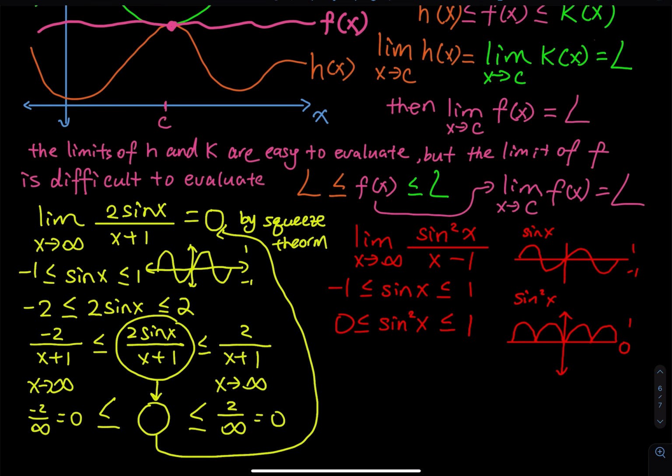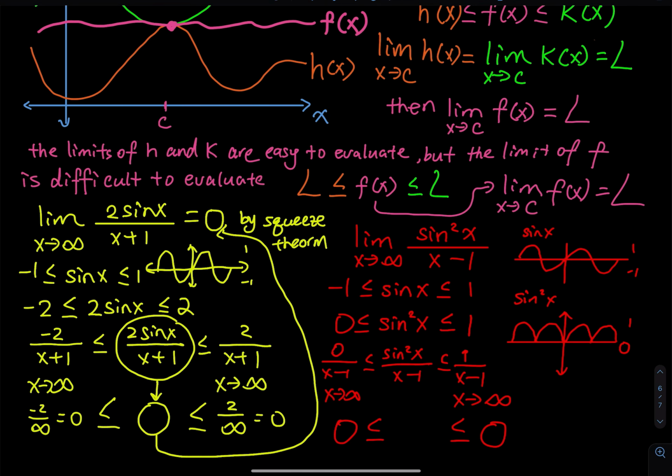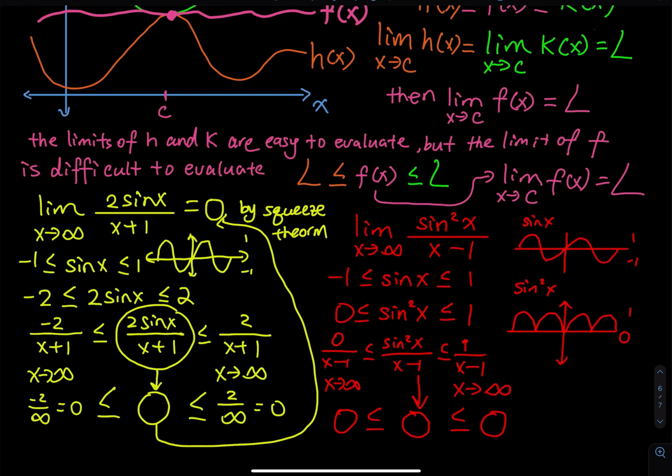So now we build on top of that and divide each side by x minus 1. Do you see that the other two pieces are very easy to evaluate as x goes to infinity or -infinity? This one is just a 0, less than or equal to, and this one is a 0 as well. So this limit is sandwiched between 0 and 0, so that is also equal to 0. Overall, the limit is equal to 0 by squeeze theorem.